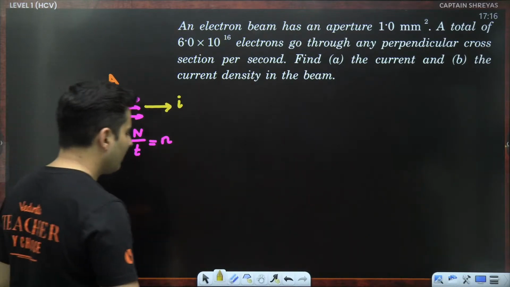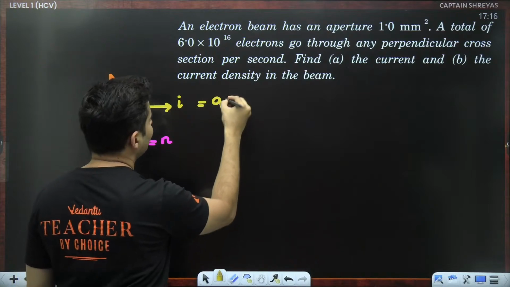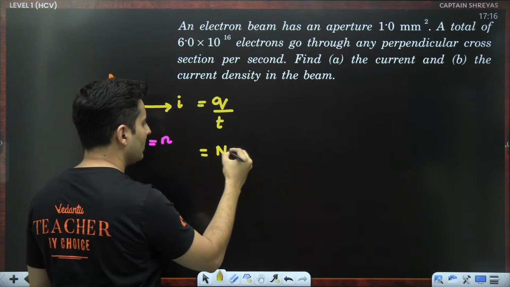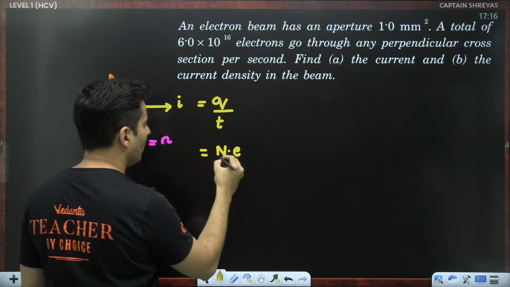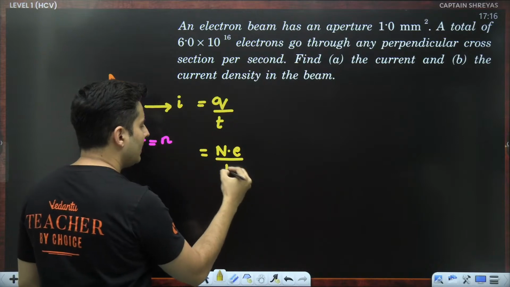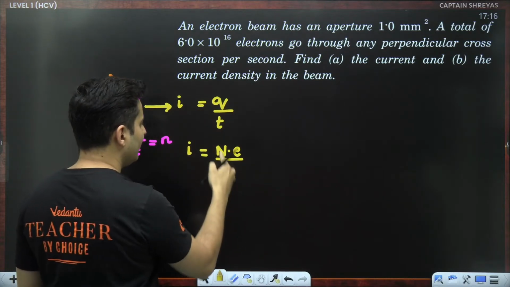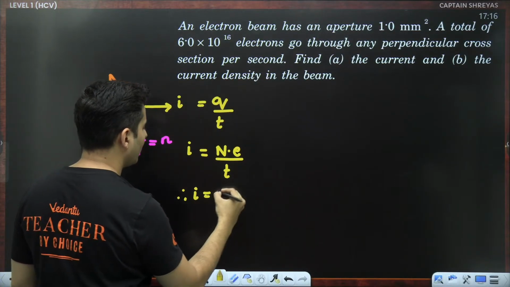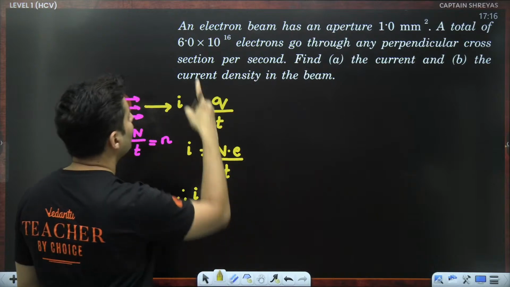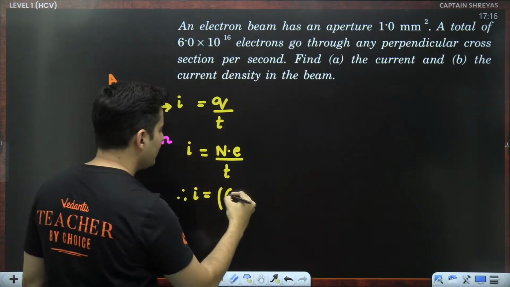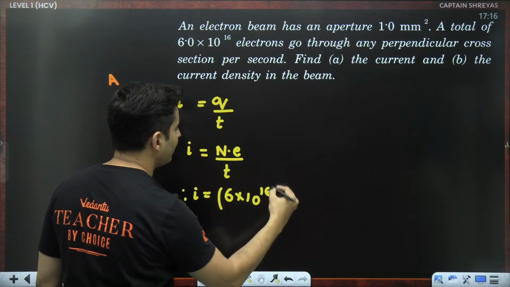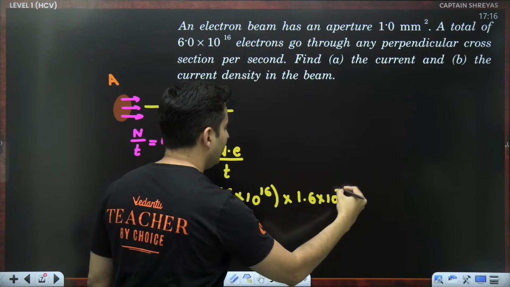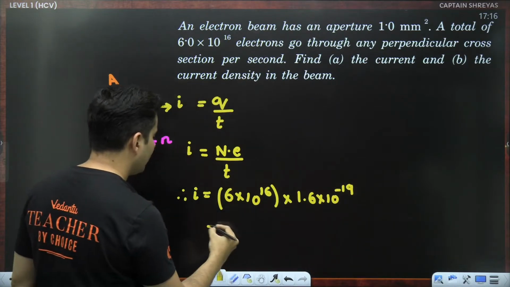Fair enough. Now we all know that current is nothing but how much charge goes per unit time. Also, I just told you some time back, it is also the number of charges times each charge carrier's value, and the time will come as it is. But this n by t is already given to me, so I think we can easily find that out. So this n by t, the number of charge carriers per unit time, is given as 6 multiplied by 10 to the power 16, into each charge, which is 1.6 into 10 to the power minus 19. Is that right, my dear students?